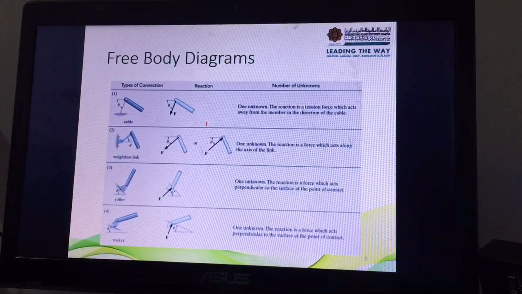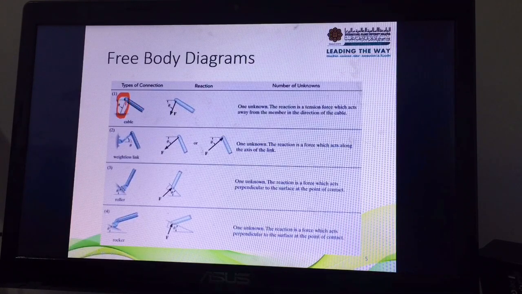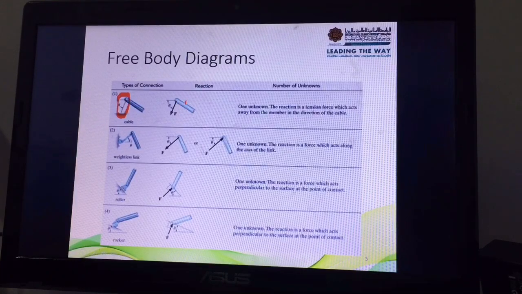So you look one by one. For cable, see this cable. So this is basically the member. It is supported by this cable with angle theta from the horizontal line. For free body diagrams, as the name implies, we want to free the body from the supports, because we want to do the analysis.